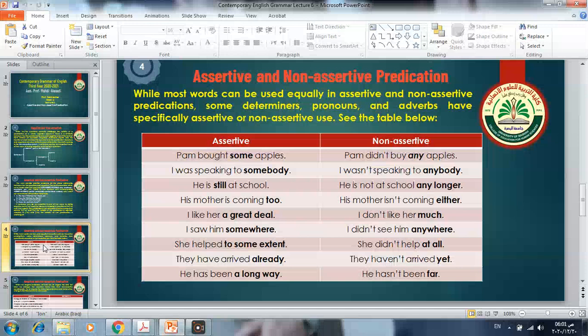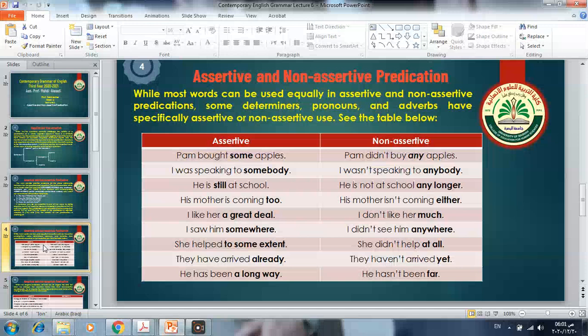He's still at school. Still is another assertive form which is used only in positive declarative sentences. So if I want to negate the sentence, I have to replace still with a non-assertive form. So I should say he is not at school any longer. So as you see, still is not used. We used any longer instead.